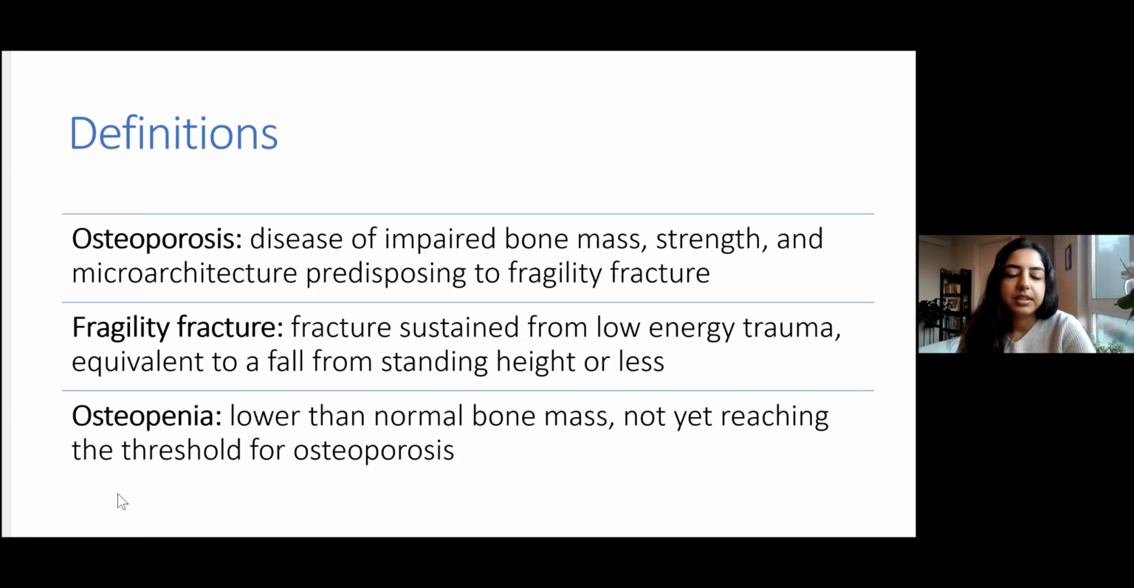Osteopenia is on the spectrum towards osteoporosis, and it is defined by lower than normal bone mass. But we know that osteopenia may meet criteria for treatment and may meet the clinical definition of osteoporosis based on the patient's risk factors for fracture.